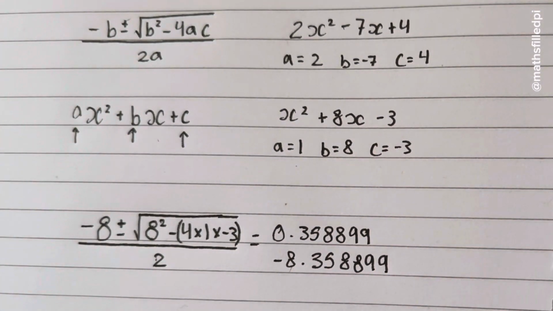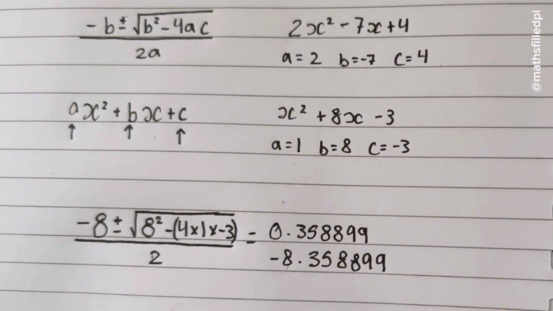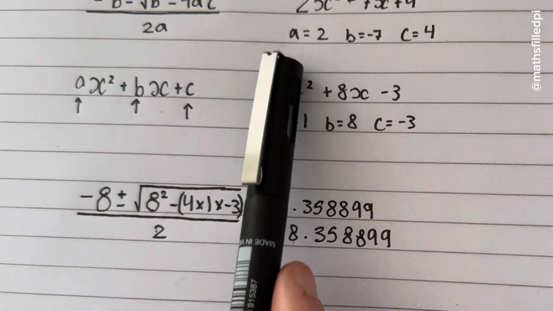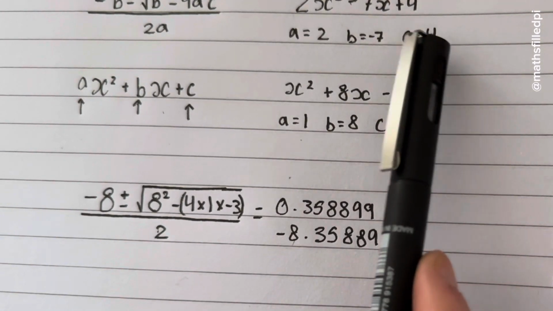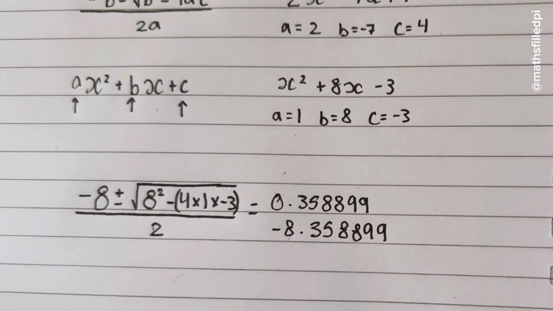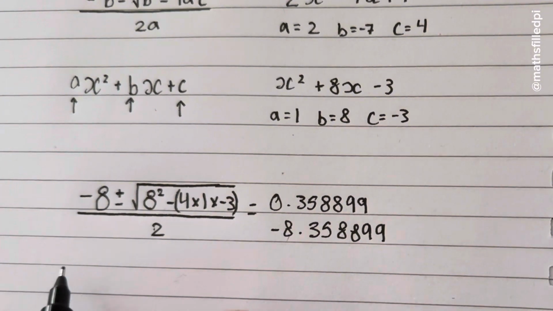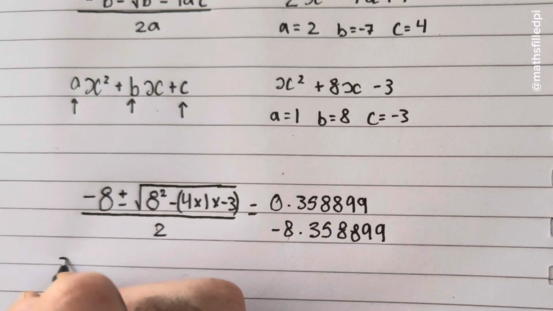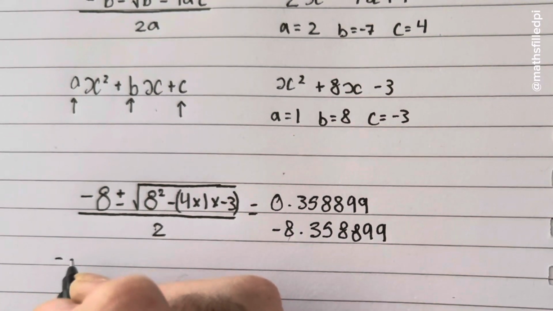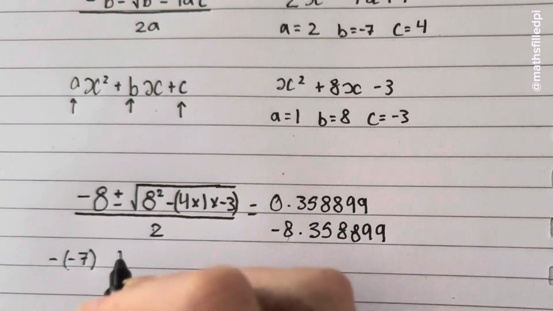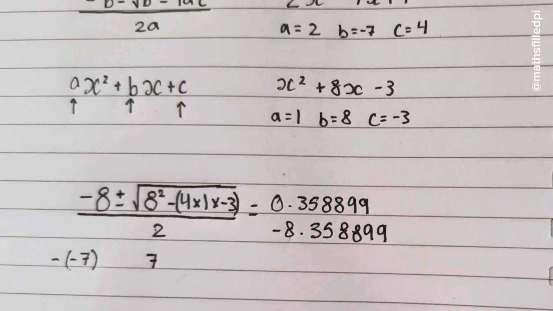Okay, so I'm going to do one last example, and that is this one here. So, as you can see, these are the numbers. You can pause the video now and try and do it yourself. Okay, so this is how we're going to do it. We're going to get our b, which is minus 7, but this time it's minus minus 7, which is just going to give us 7.